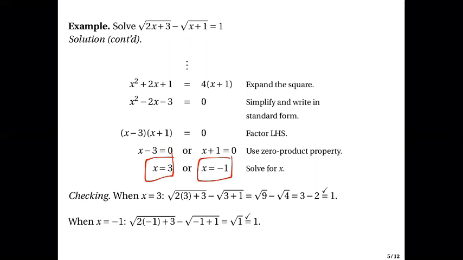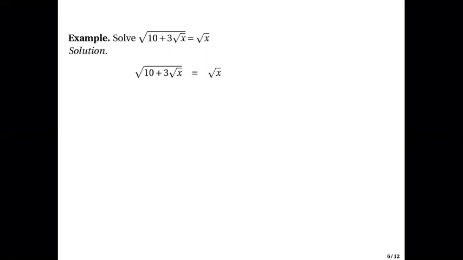Let's do our next example here. Square root of (10 plus 3 square root of x) equals square root of x. So notice we have a big radical in here. Inside that big radical, you have 10 plus 3 square root of x. And then on the other side, you just have square root of x. Basically this is already isolated on one side of the equation, so we can square both sides as our first step.